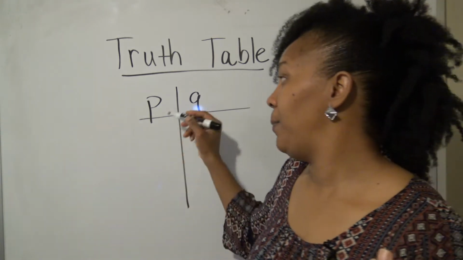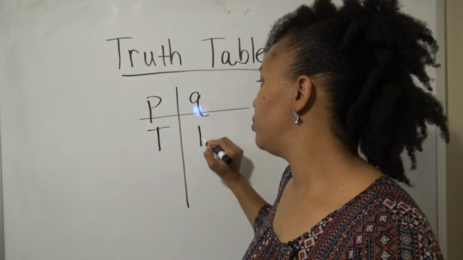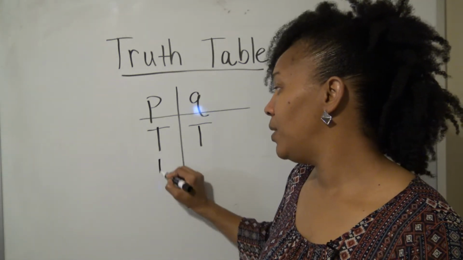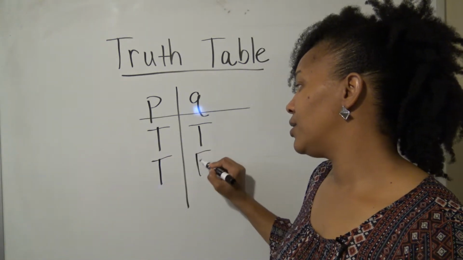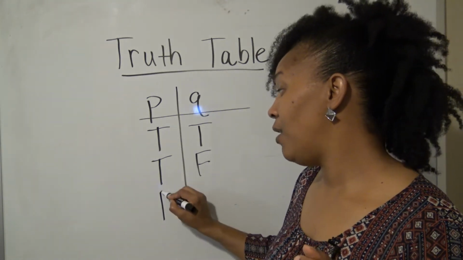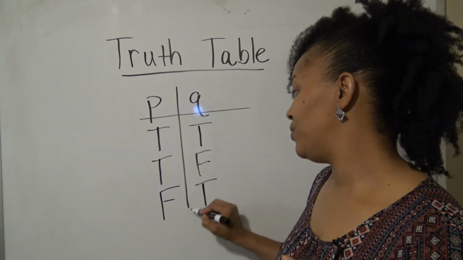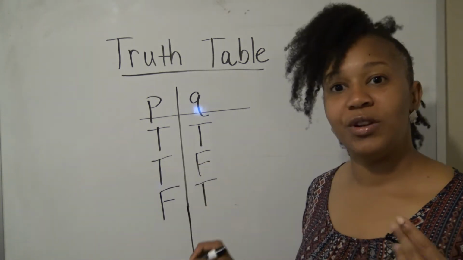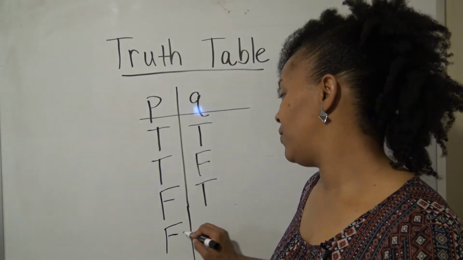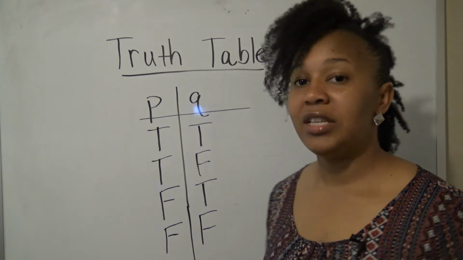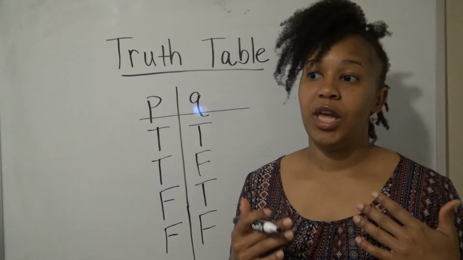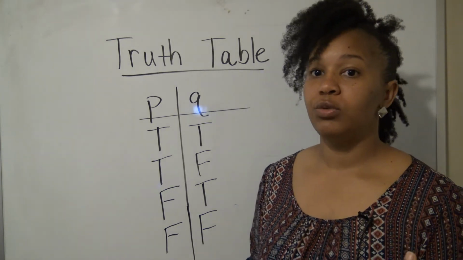The first thing is that P and Q can both be true. That's option one. The second option is P can be true and Q could be false. The third option is P could be false and Q could be true. So basically I just switched which one was true and which one was false. And then the last case is they both can be false. So these are all the possible combinations of how P and Q can play out, whether they're true or false.